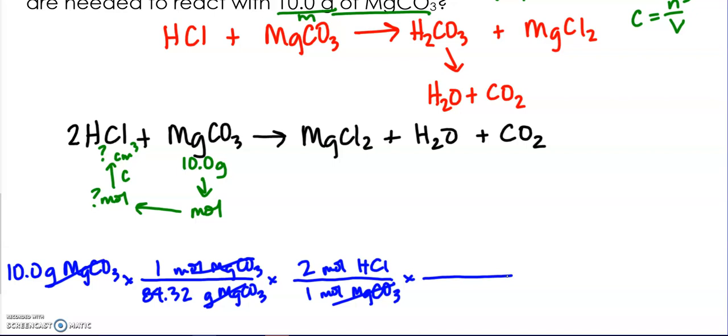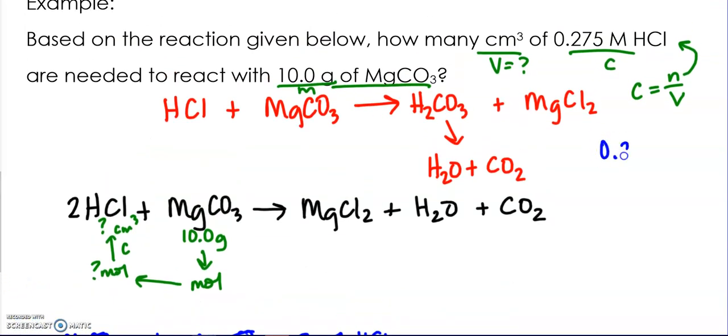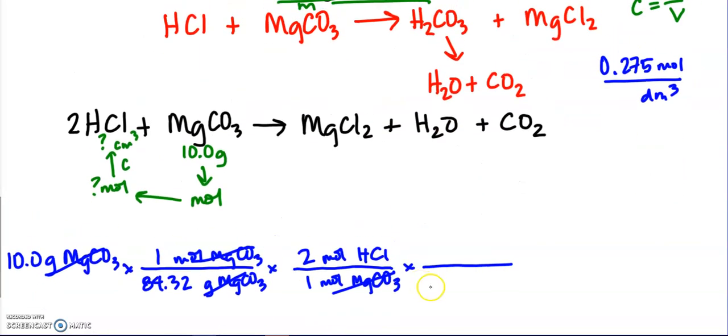Now I can convert to decimeters cubed because that's what my concentration is. So my concentration is 0.275 moles per decimeters cubed. And I want the moles to divide out. So I'm going to put 0.275 moles on the bottom and 1 decimeter cubed on the top. So what I've just divided out is moles. So look what I'm left with. Decimeters cubed of HCl. The only problem is the question said how many centimeters cubed.